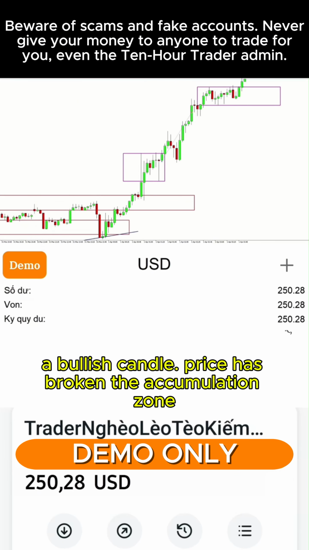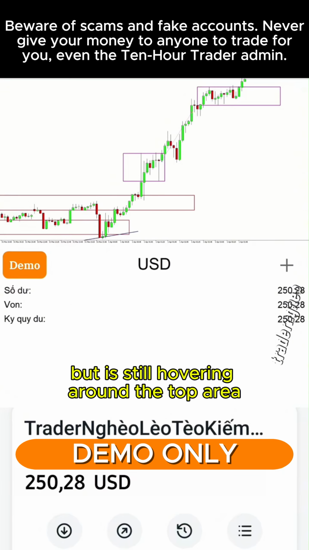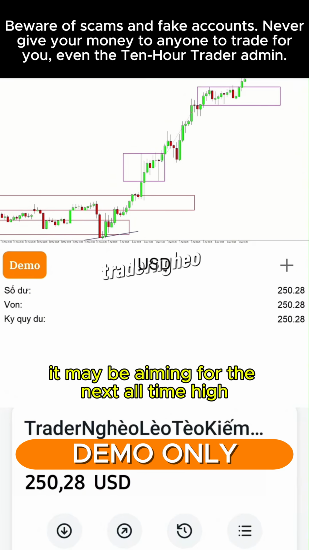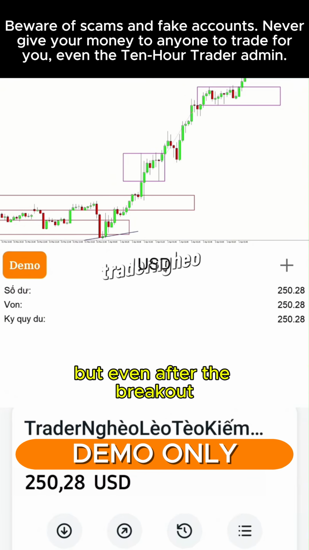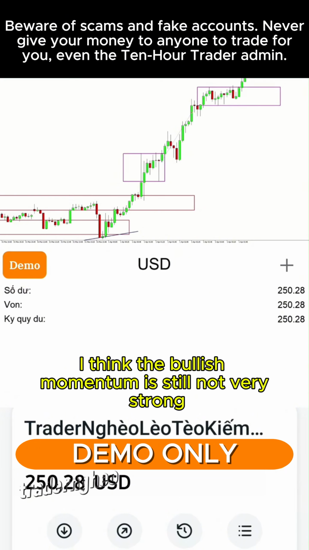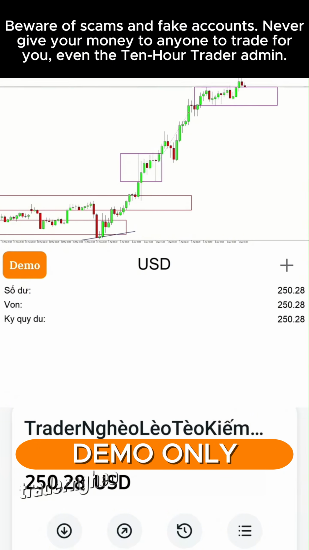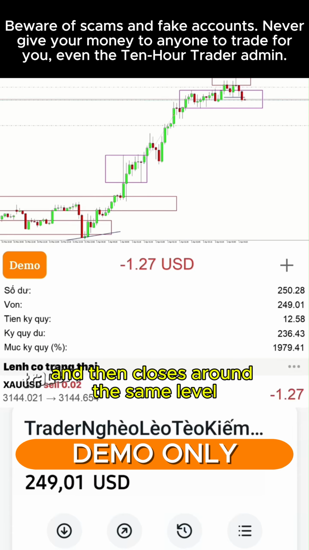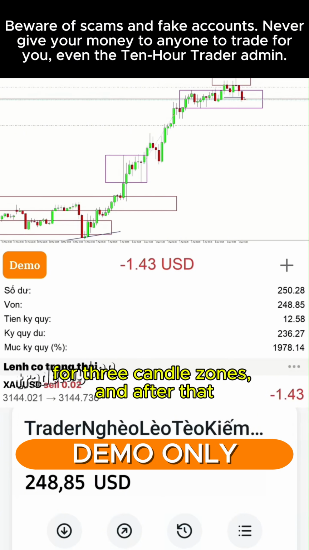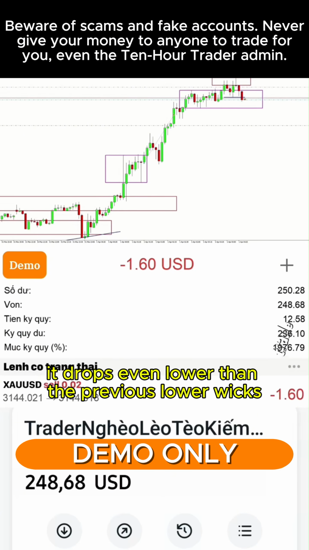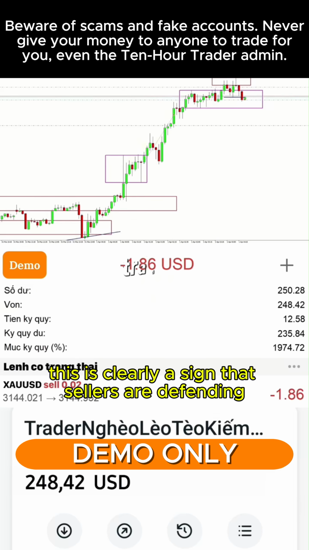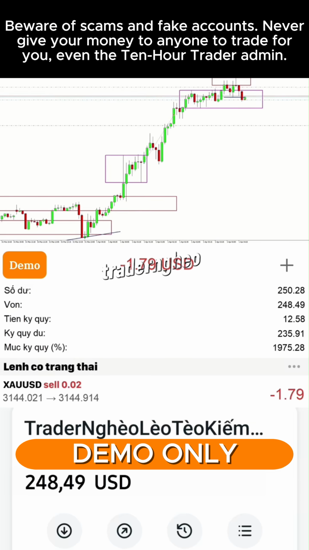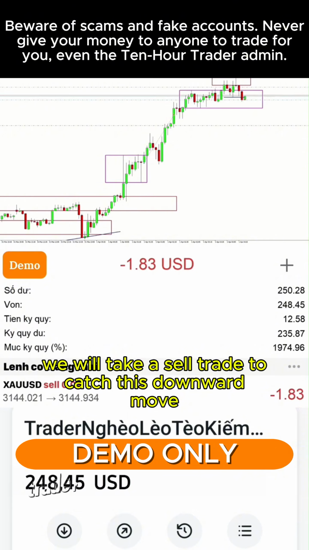A bullish candle. Price has broken the accumulation zone, but is still hovering around the top area. It may be aiming for the next all-time high. But even after the breakout, I think the bullish momentum is still not very strong. Price sweeps the wicks and then closes around the same level for 3 candle zones. And after that it drops, even lower than the previous lower wicks. This is clearly a sign that sellers are defending the top. We will take a sell trade to catch this downward move.